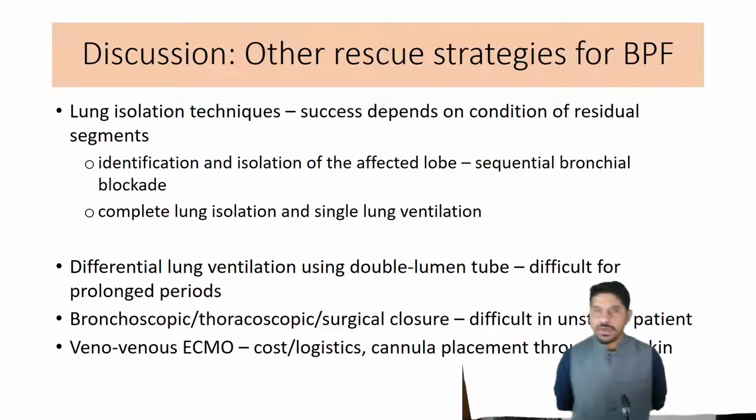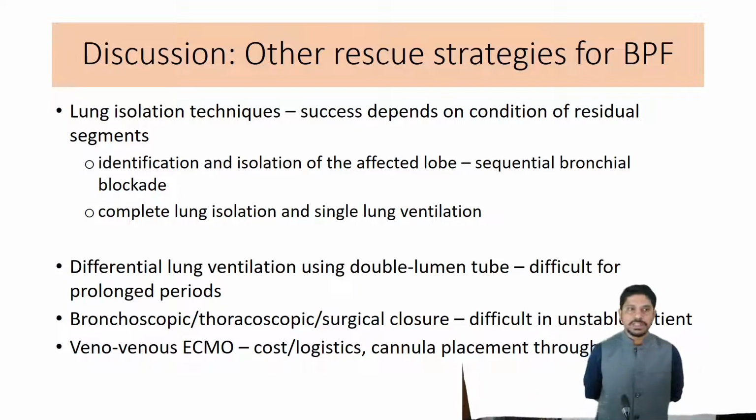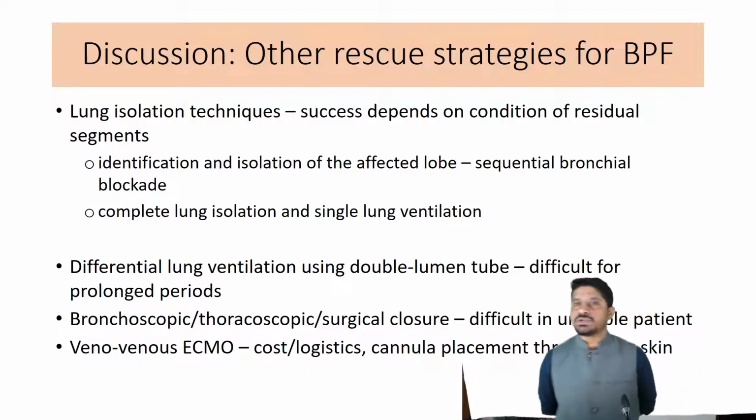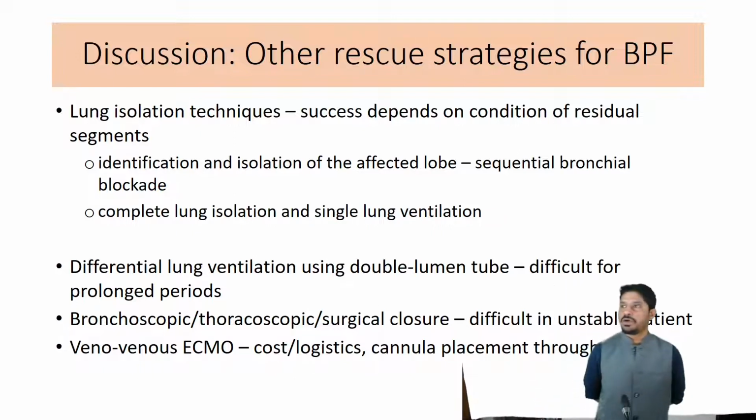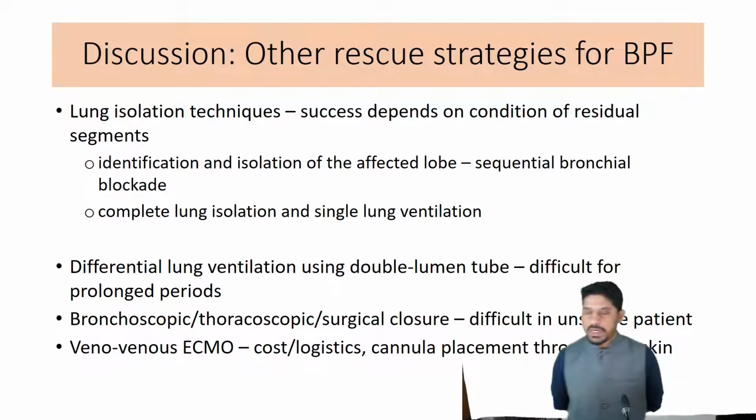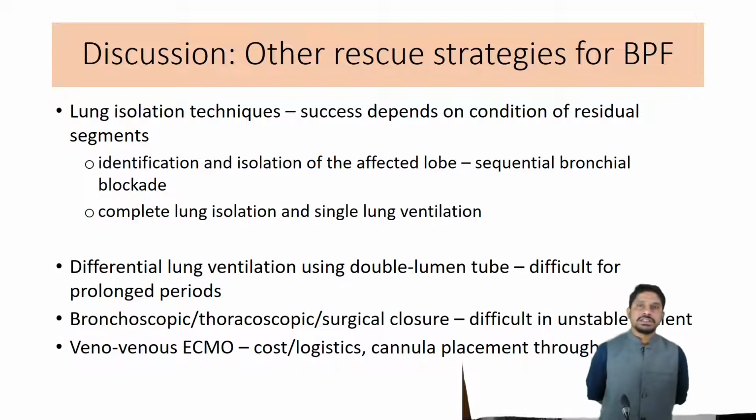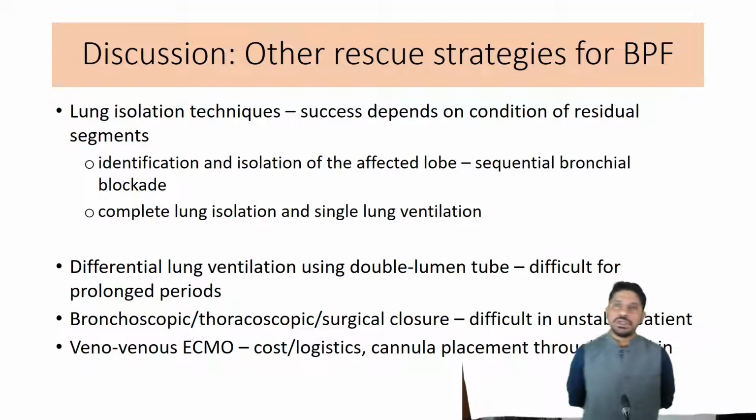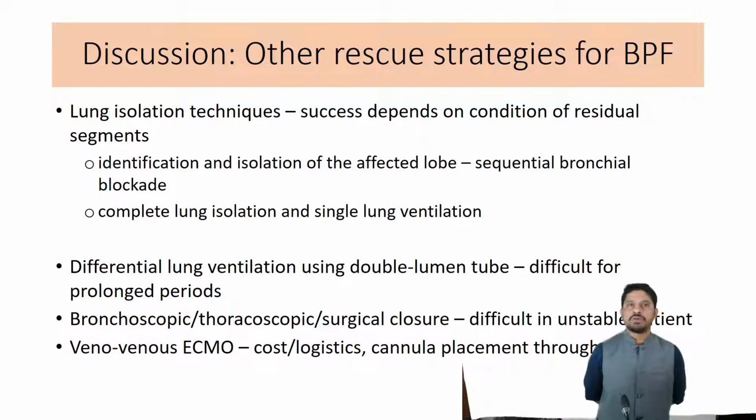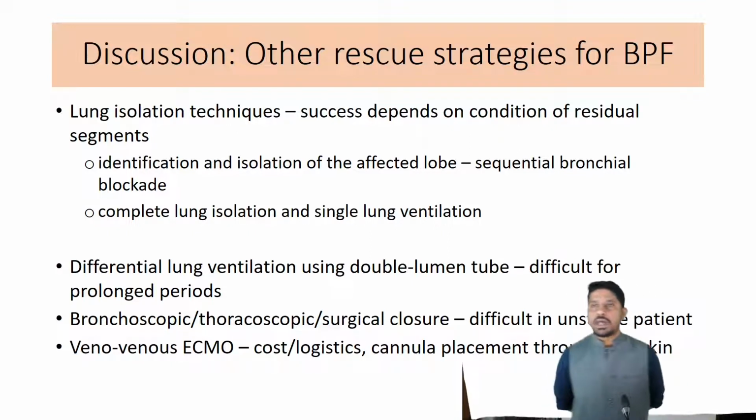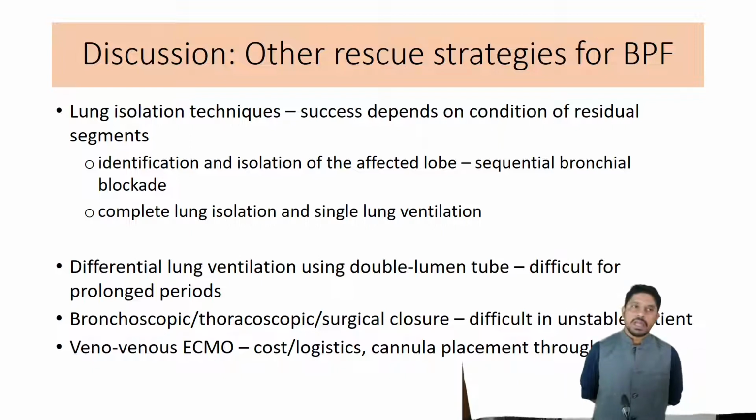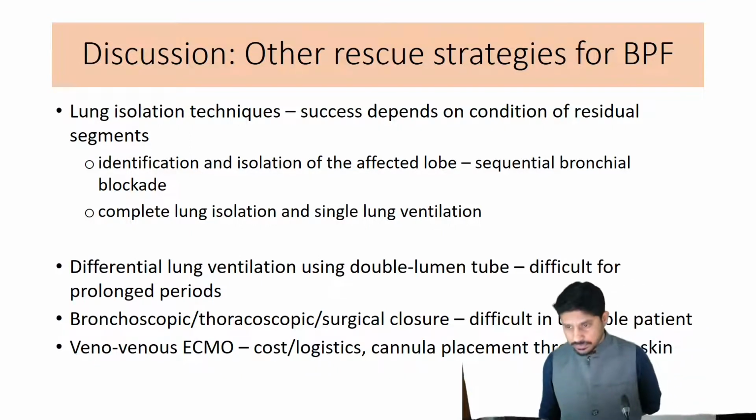And finally, veno-venous ECMO, which is considered the gold standard for managing BPF today. However, it has its own problems. This includes limitations of cost and logistics. And finally, cannula placement. Our patient had extensive burns involving the face, neck, and upper torso. So placement of the return cannula would have been very difficult. We would have had to go through the burnt skin, and it would have predisposed to life-threatening bloodstream infections.